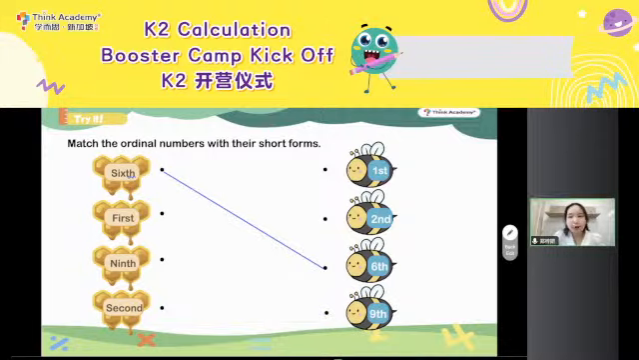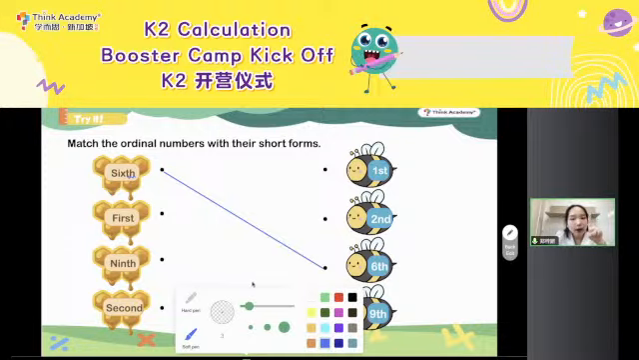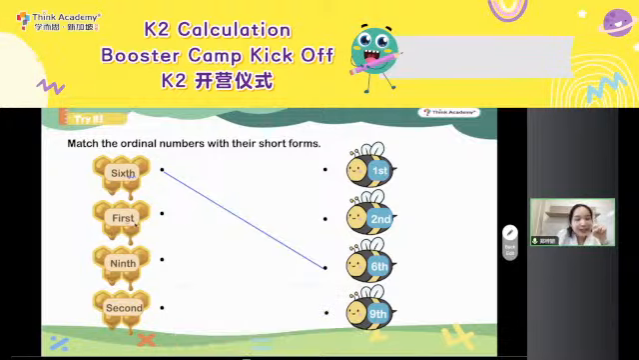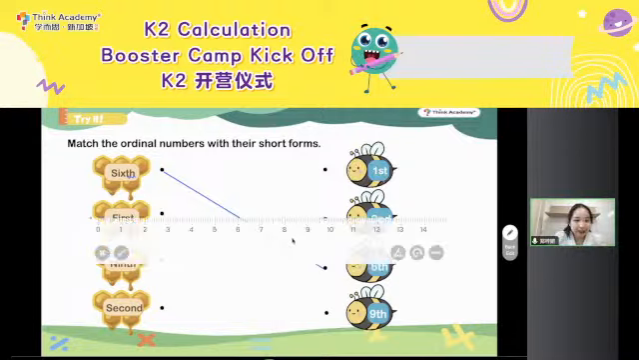Very well done. So what about first? First is, oh, number 1. So it is number 1, adding the last 2 letters, that is ST in here. Okay, so now this is in here.